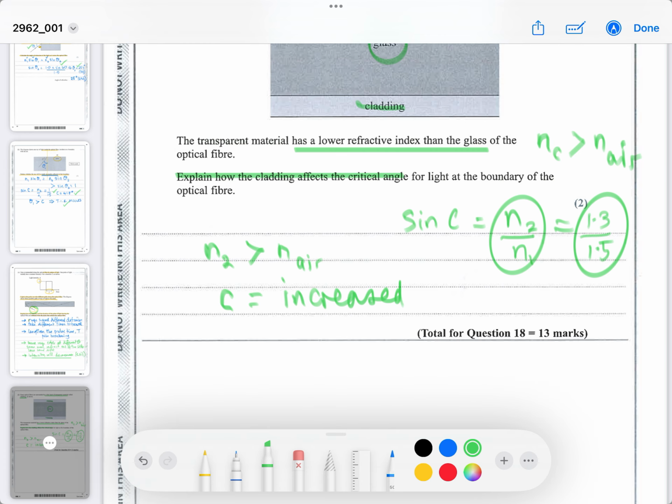So with the cladding, the ratio of the refractive indices changes. Oh, I got it the wrong way around, haven't I? N2 to N1 increases the ratio, so the value of sine C is a bigger fraction, okay? So C is increased. I did confuse you, I'm sorry. So this can help with the dispersion of light along the fiber optic length.